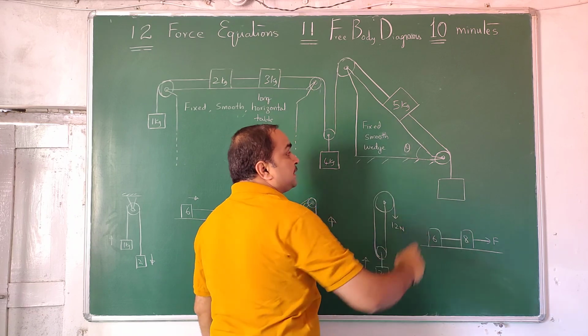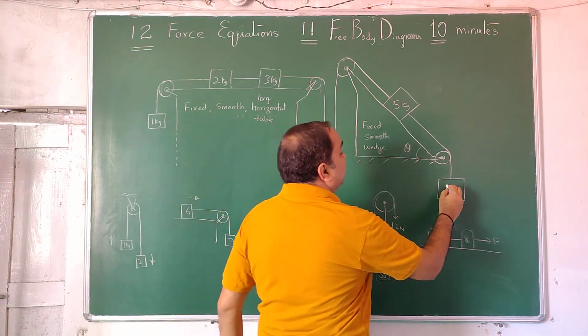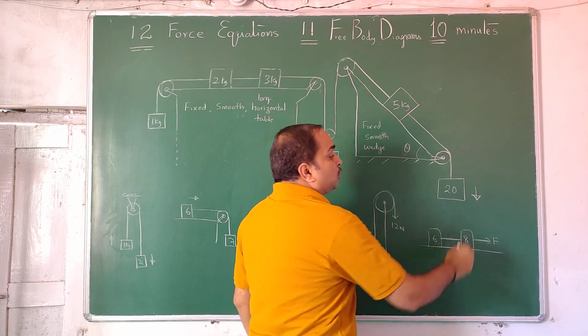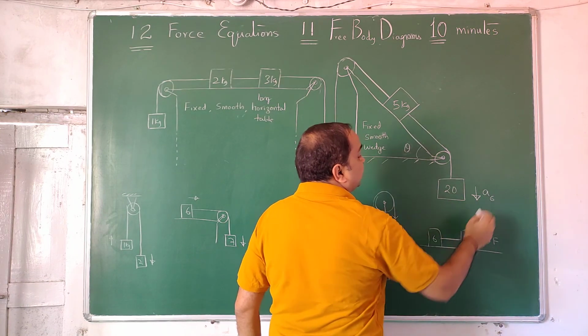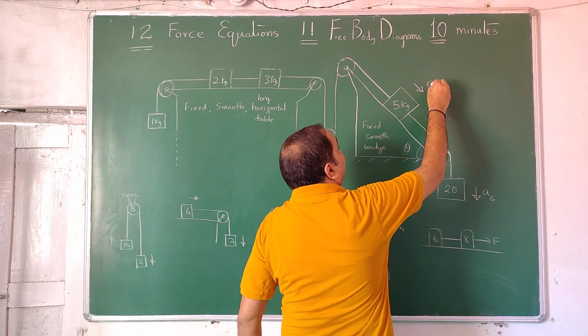I am not taking this as 6 kg. Why? Because I want all the things to come down. So I'll take a little heavier mass, 20 kg, so that this will go down. So acceleration of this is say a6. So it will go down, a5.